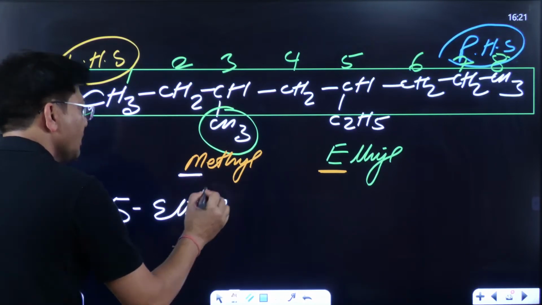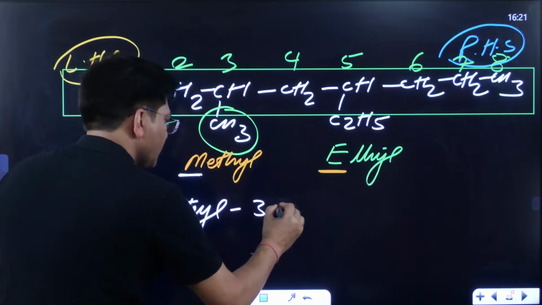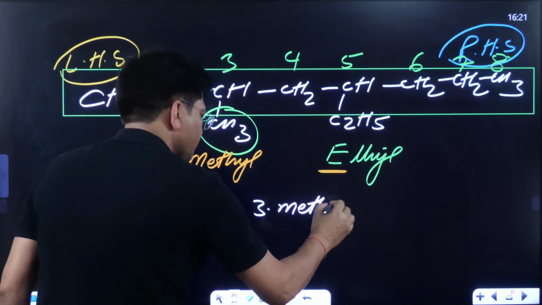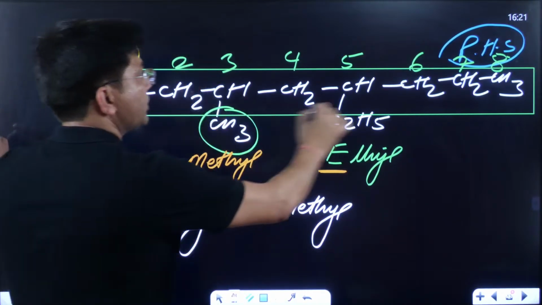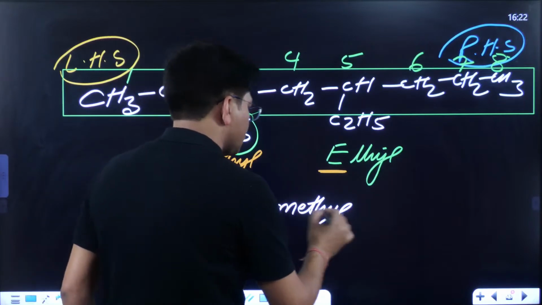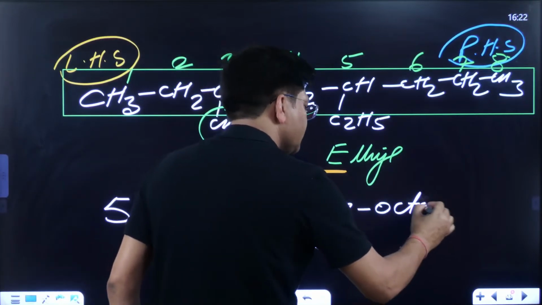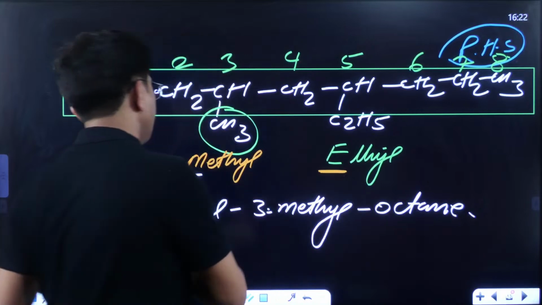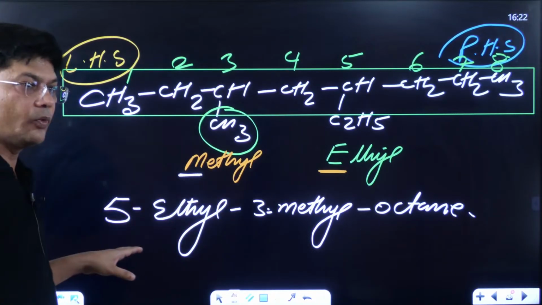5-ethyl 3-methyl, and the word root is octane. This is one complete name, kids. This is one complete name.